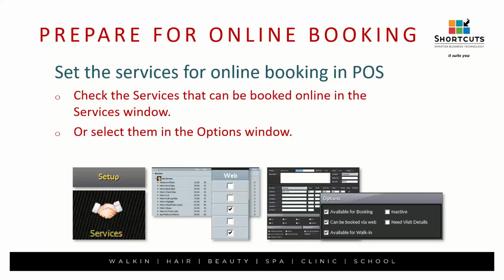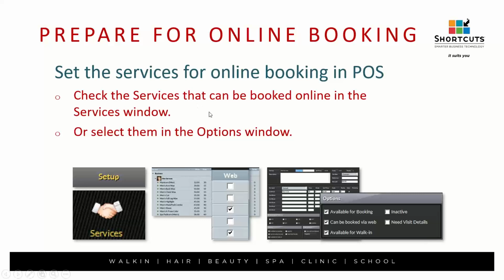This is also in the options window when you're setting up your services. Normally that's where you set your times, your prices, your break times. But on the bottom left, there is an option that allows this service to be booked via web or for online booking. So when you're ready to move forward with online appointments, make sure you check the box that says can be booked via web. So that's the first place that's always synchronizing through Shortcuts. But there's a couple of other places that are always synchronizing as well.